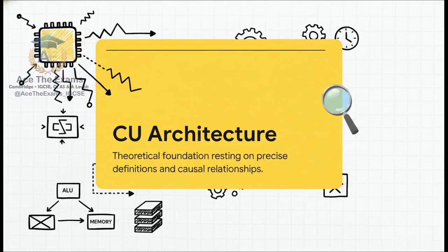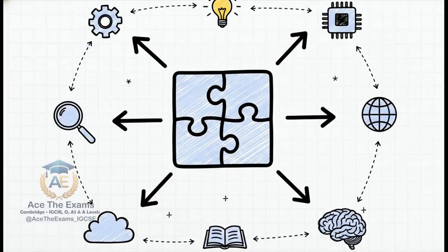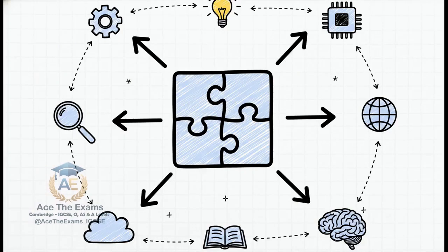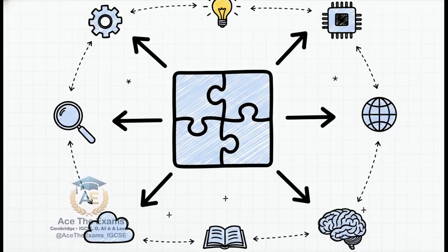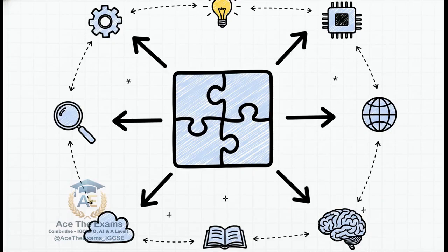If A happens, B is triggered, resulting in C. That's the level of precision the board is looking for. Now, this is where it gets really exciting. Connecting the control unit to other areas of the syllabus is the absolute secret to top-tier performance. Examiners explicitly note year after year that candidates who make cross-topic connections achieve significantly higher marks.